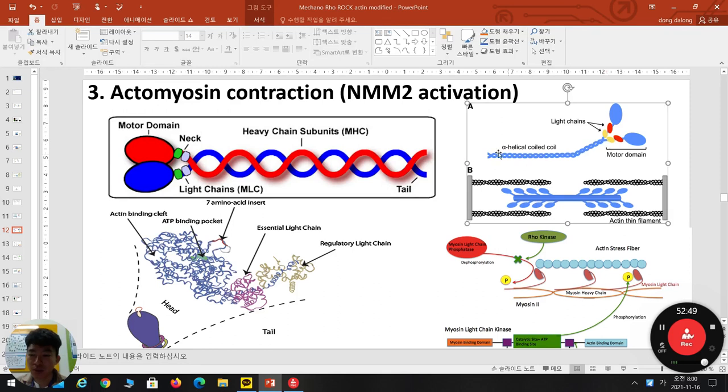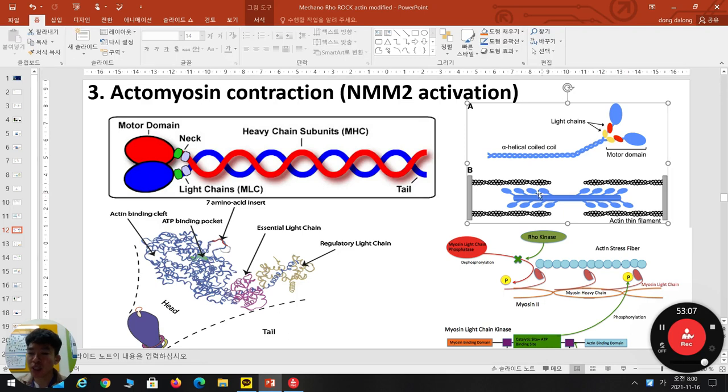So yeah, it's another graph. This is the heavy chain, light chain, and head. They are depicted like that. So how do they move? The heavy chain and this head domain are directly attached to the effector.